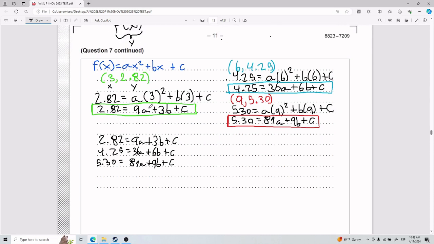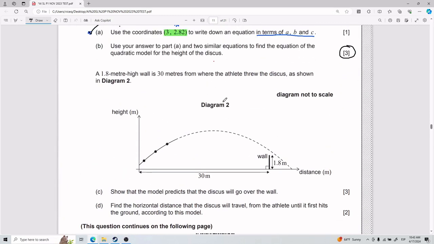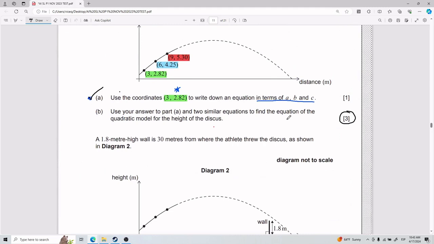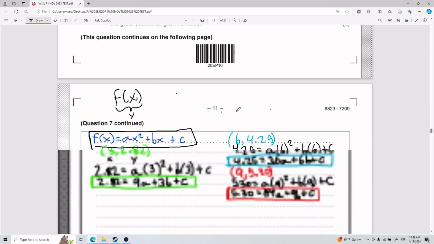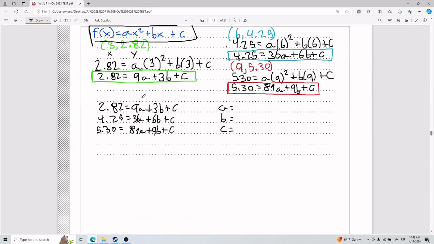All right, you guys. So from here, if you think about it this way, you have 3 equations and you have 3 things to discover. That means you can discover it, okay? And if you discover a value for a, b, and c, you're going to be able to plug into this guy here, and boom, you're going to have the equation of a quadratic model. So as long as you find a, b, and c, you're good to go.